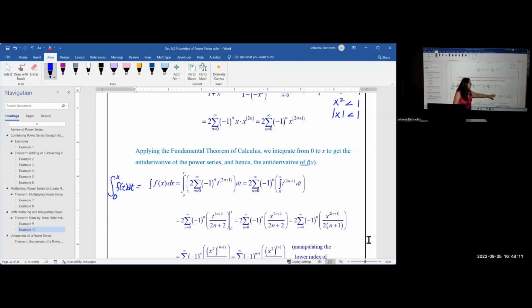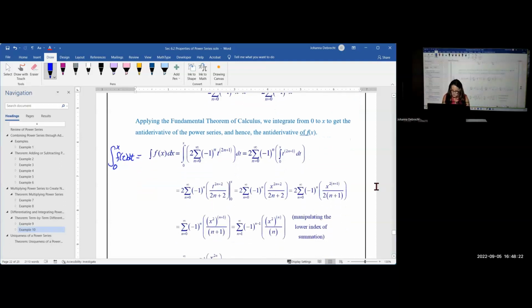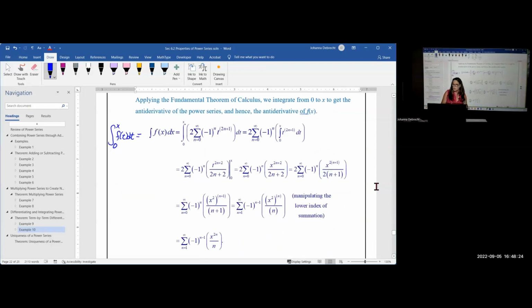And now we have x to the 2n plus 2 over 2n plus 2. Now, I want to try to rewrite this in a different format. So I'm manipulating things again. So now we have some algebra work to do here. So when we look at this, I can rewrite the 2n plus 2 by factoring the 2 off. So that gives 2 times quantity n plus 1 in the power and in the denominator.